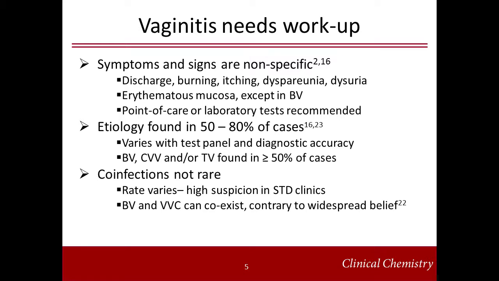A few and simple point-of-care tests are often sufficient to make a correct diagnosis, but when they are not available or inconclusive, laboratory tests should be requested. The cause of symptoms can be found in 50 to 80% of cases, depending on the extent of testing. And in more than half of acute vaginitis cases, the tests will reveal bacterial vaginosis, Candida vulvovaginitis, or Trichomonas vaginitis.